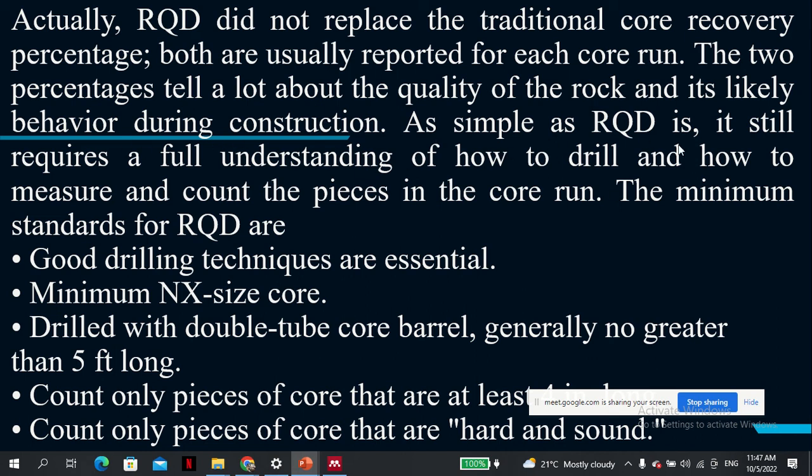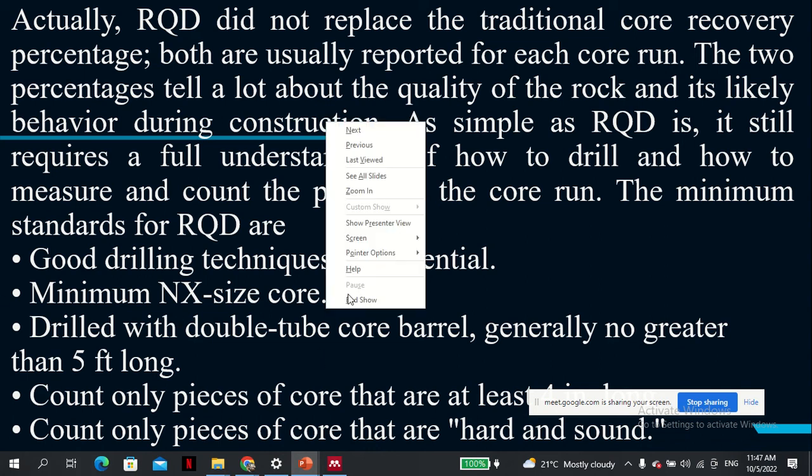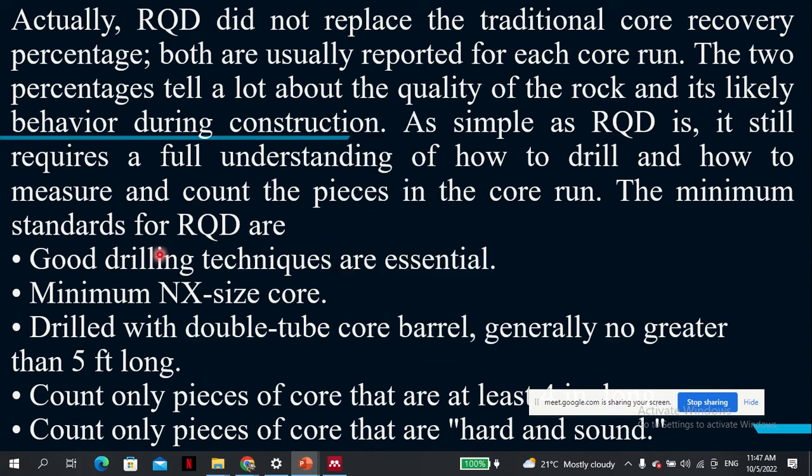As simple as RQD is, it still requires a full understanding of how to drill and how to measure and count the pieces in core. The minimum standards for RQD are as follows. Good drilling techniques are essential. This is the standard core recovery sizes.